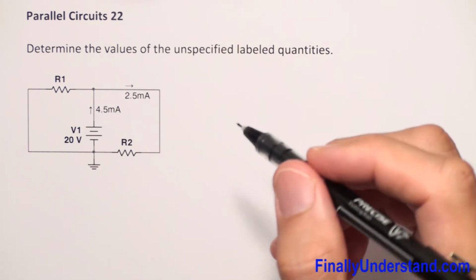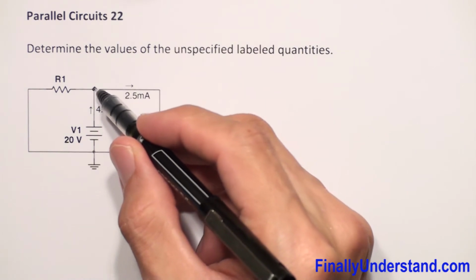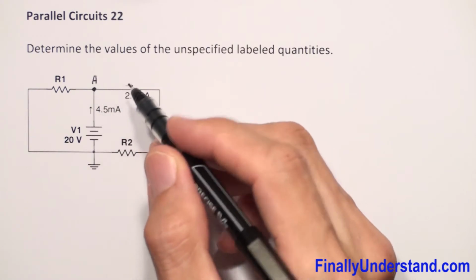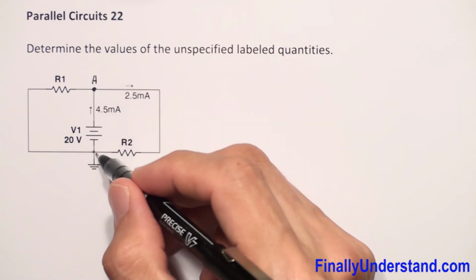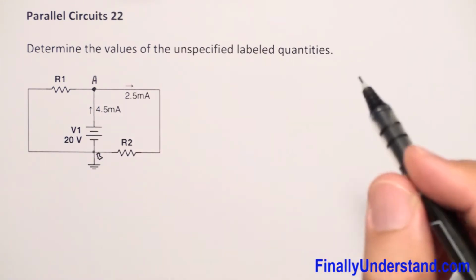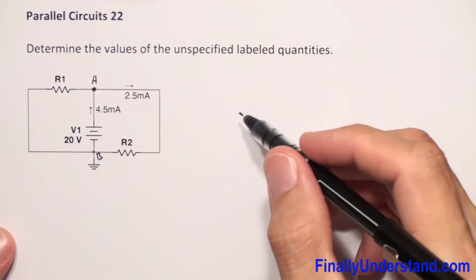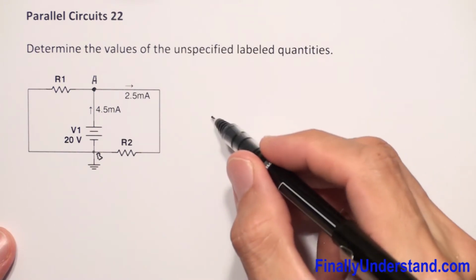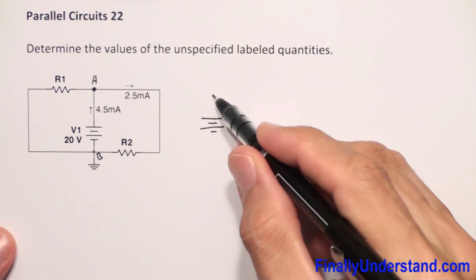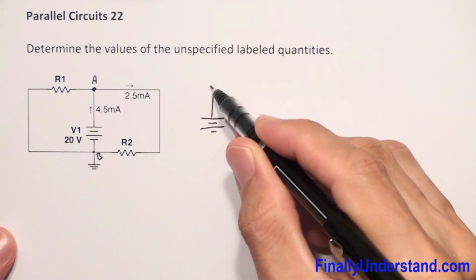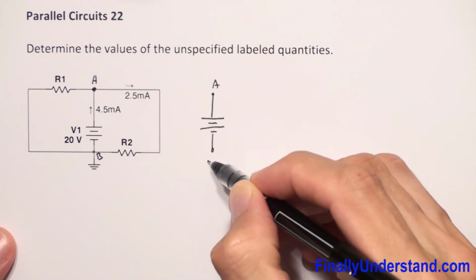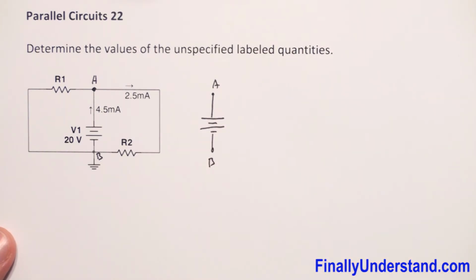So in order to make it simple, I'm going to call this point the positive terminal of my power supply A, and my negative terminal, we can say, I'm going to call B. We get used to the voltage source being on the left side, so I'm going to draw the voltage source on the left side. So this is my point A, and this is my point B.